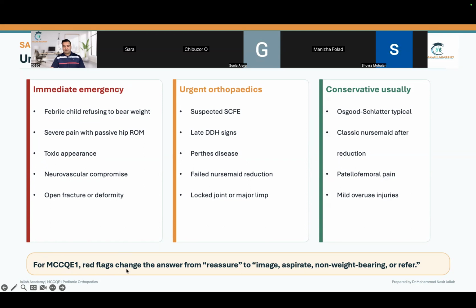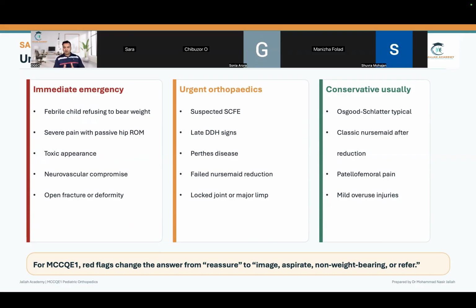For MCQ1, red flags change the answer from reassurance to image, aspirate, non-weight bearing, or refer. So always, if anyone comes with any pain, this is something you need to look for. In the scenario, the patient has pain, but does he have any red flag with it? If red flags are there, then your answer moves from reassurance or conservative treatment to emergency or urgent care or referral to a specialist.